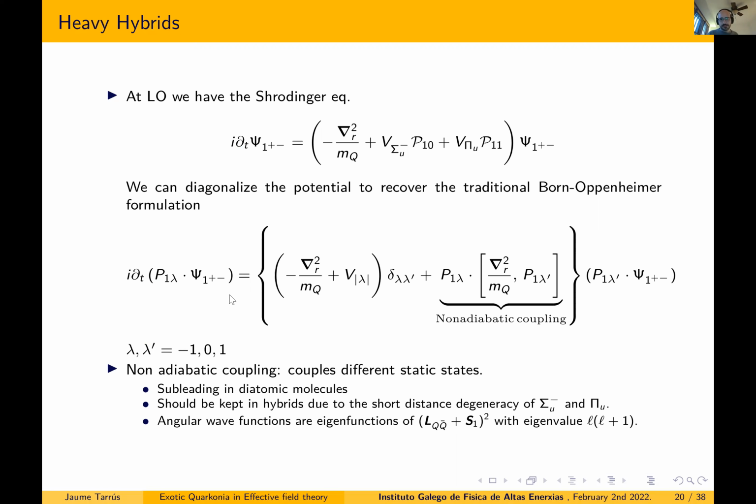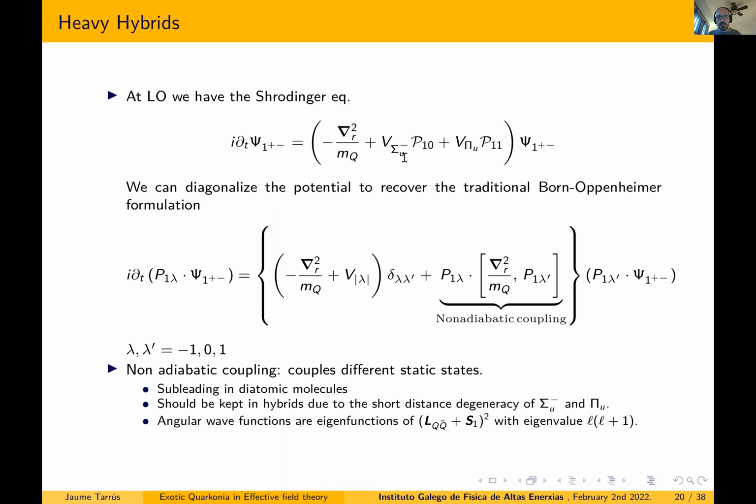Also due to this mixing, the angular wave functions of these hybrid states are not eigenfunctions of the square of the angular momentum of the heavy quarks, but of the square of the sum of the angular momentum of the heavy quarks plus the spin of the light degrees of freedom. To denote the eigenvalue of this operator, I will use this calligraphic L to differentiate it from the regular L, which I will use for the eigenvalues of the square of the angular momentum of the heavy quarks.